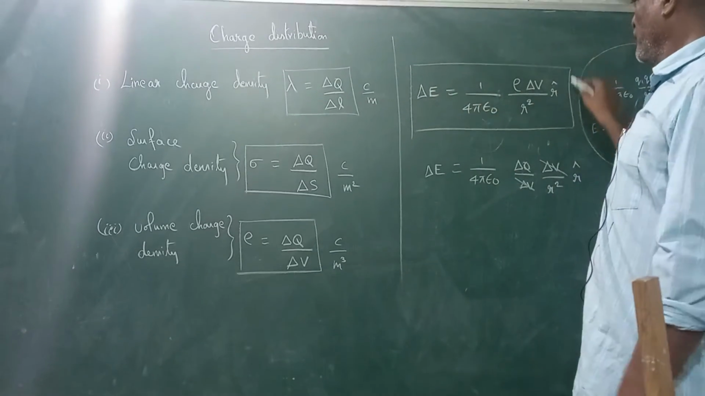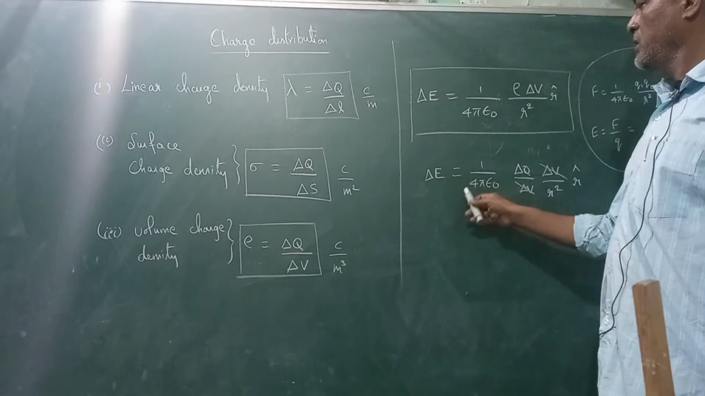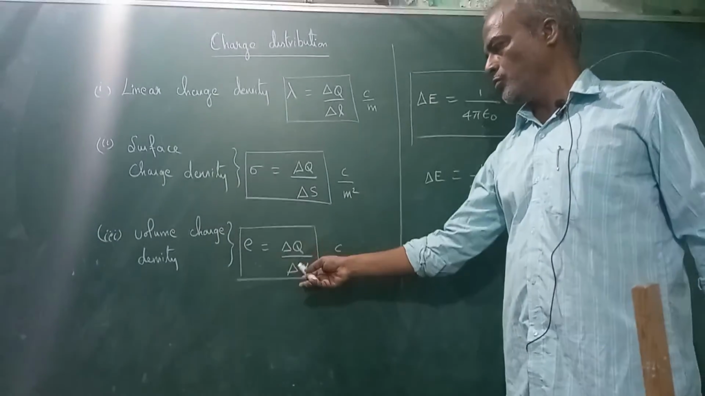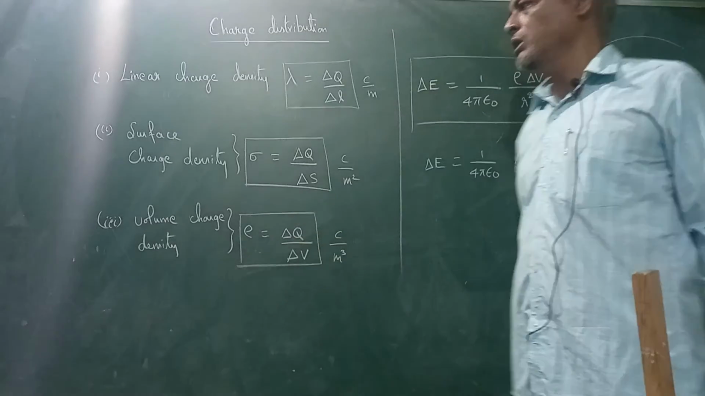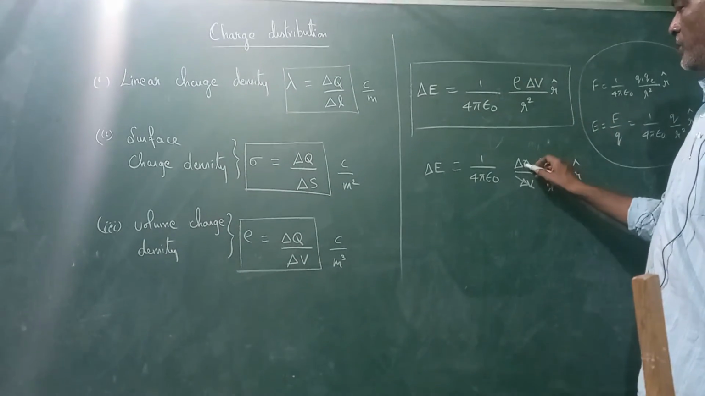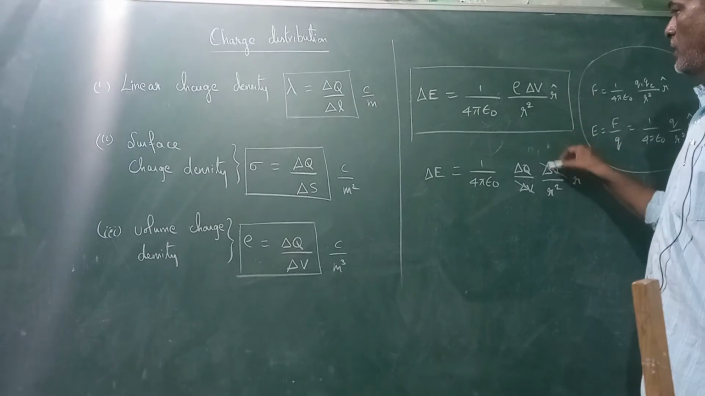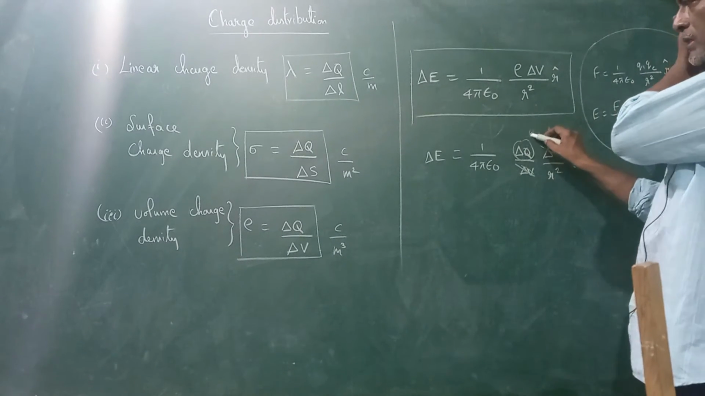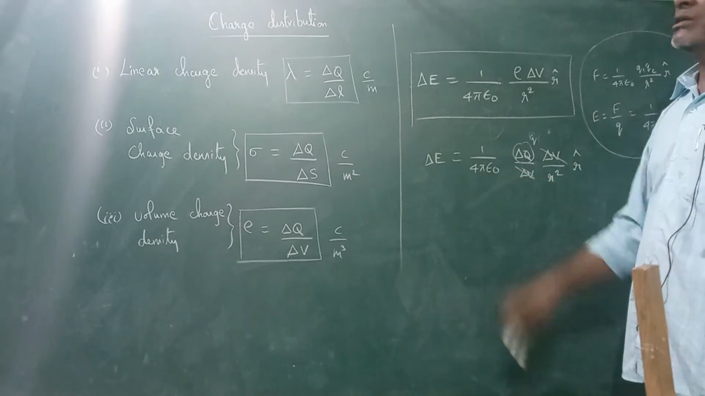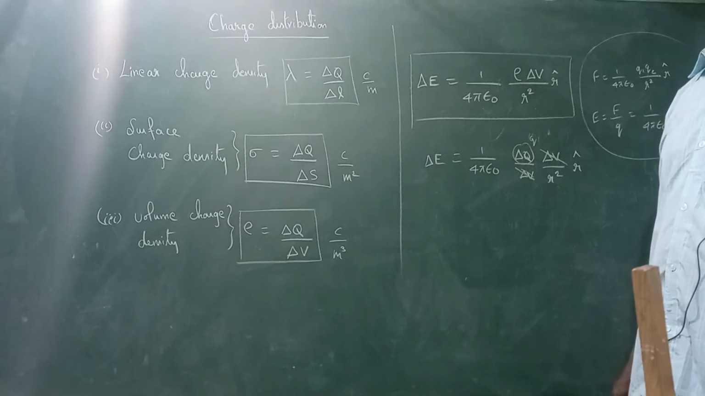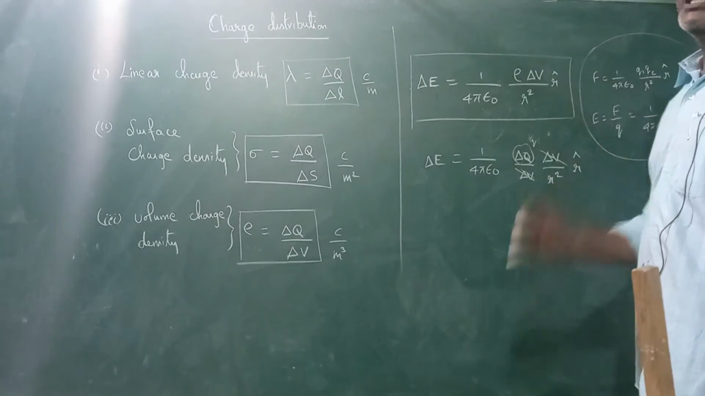Now if you simplify this equation, del E is equal to 1 by 4 pi epsilon naught. Now rho is del Q by del V, which is nothing but your volume charge density. So in the place of rho you substitute del Q by del V, and you have del V and R square. If you cancel these, you will get once again charge by distance square, which is nothing but your del E, that is the electric field, a very small electric field because of this small charge.